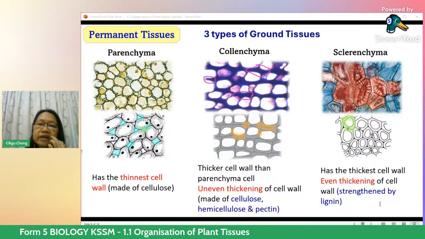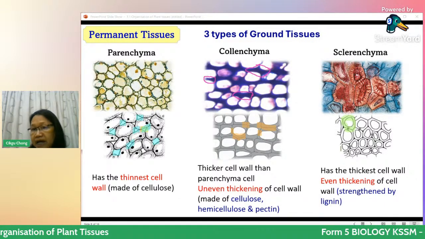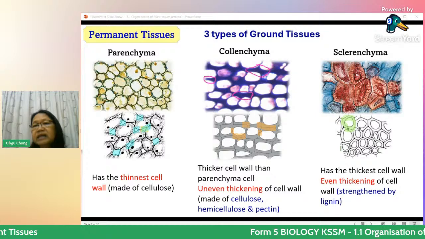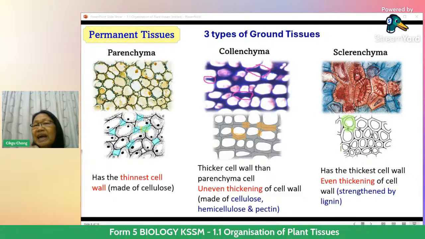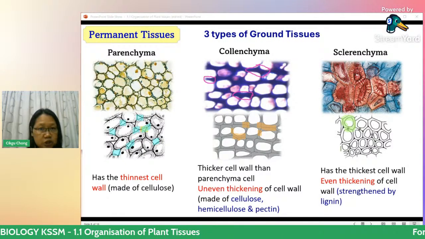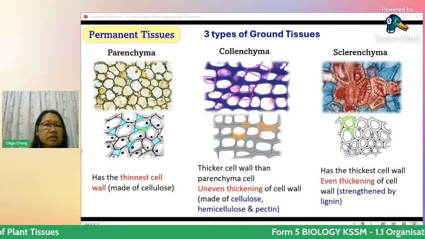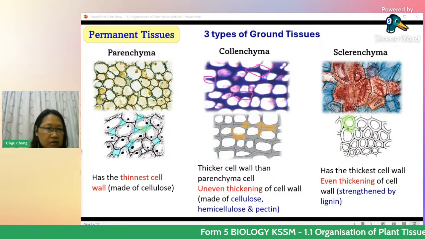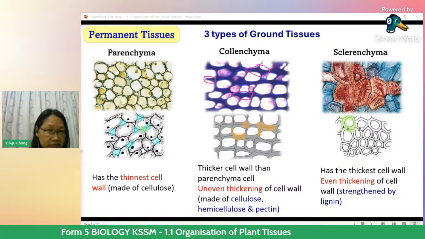And it is strengthened by lignin, something like what the xylem has. Because it's strengthened by lignin, that means this sclerenchyma can offer mechanical strength. It can give support to the tissue of the plant. It can give support to the plant. So these are the three. You see how to compare them, and you must be able to identify them.